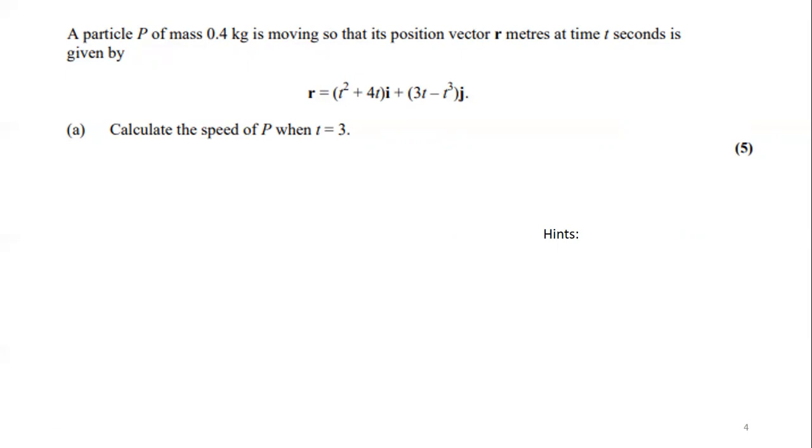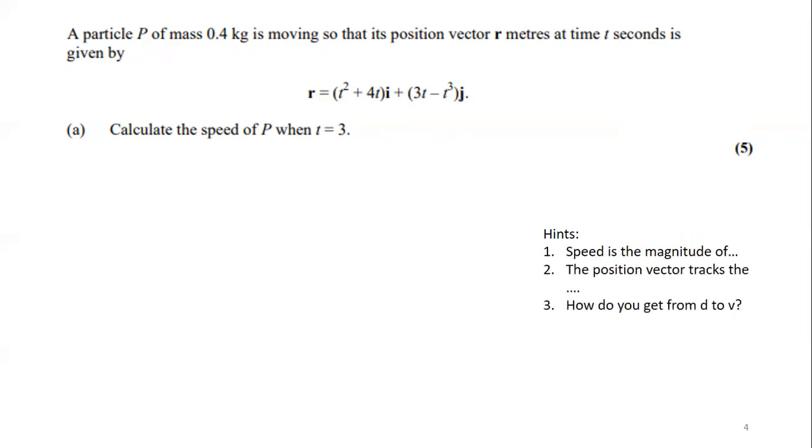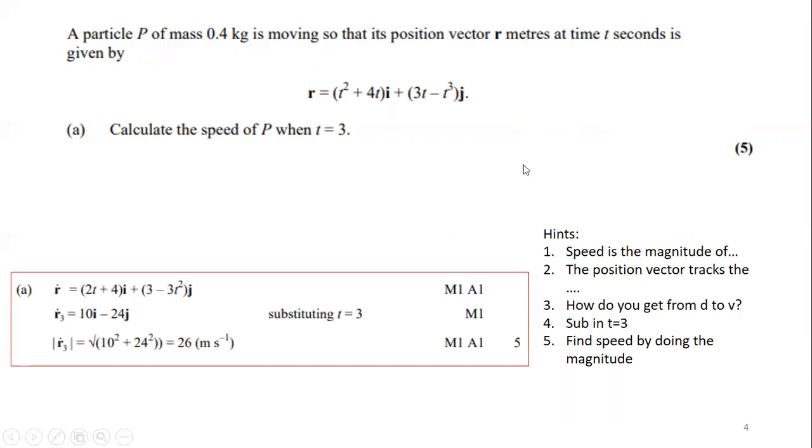So think, how do you get from D to V? Remember, speed is the magnitude of velocity. Position vector tracks the displacement, like we just said. And so how do you get from D to V? Now do it to work out an expression for velocity. Sub in t is 3 to get the velocity when t is 3, but we want speed. So then find the speed by doing the magnitude. And then the answer's on the screen there, so you should get 26. Okay, next one.